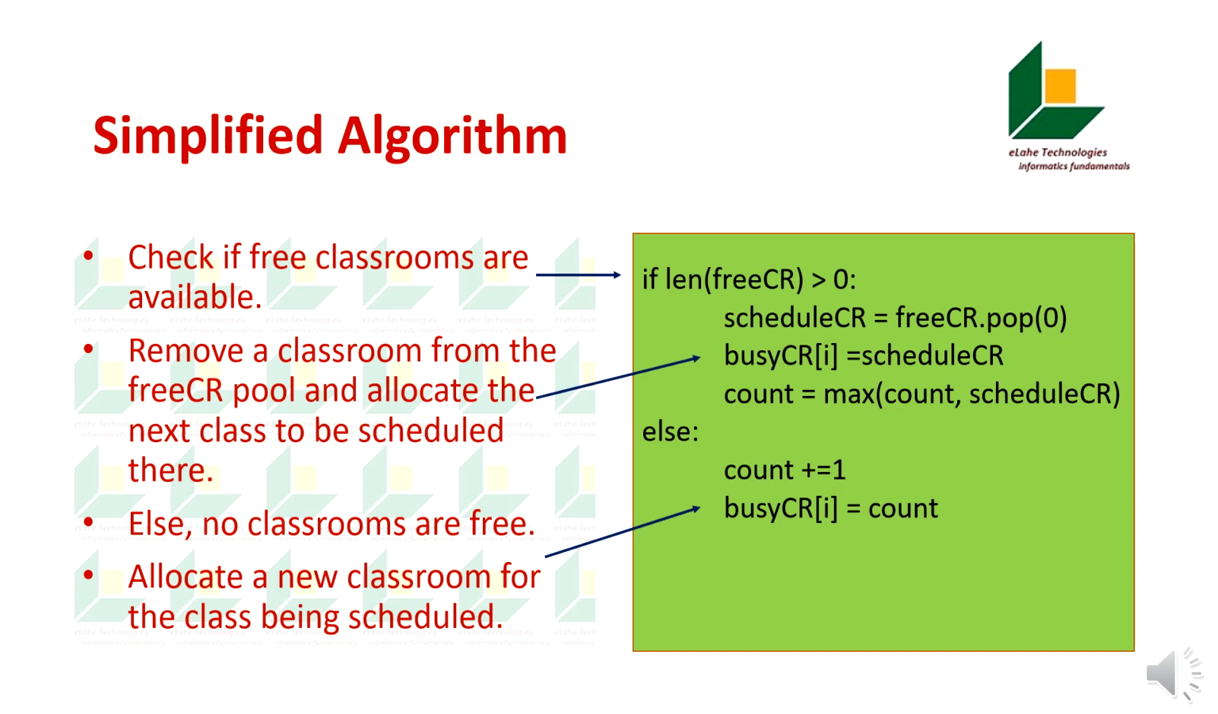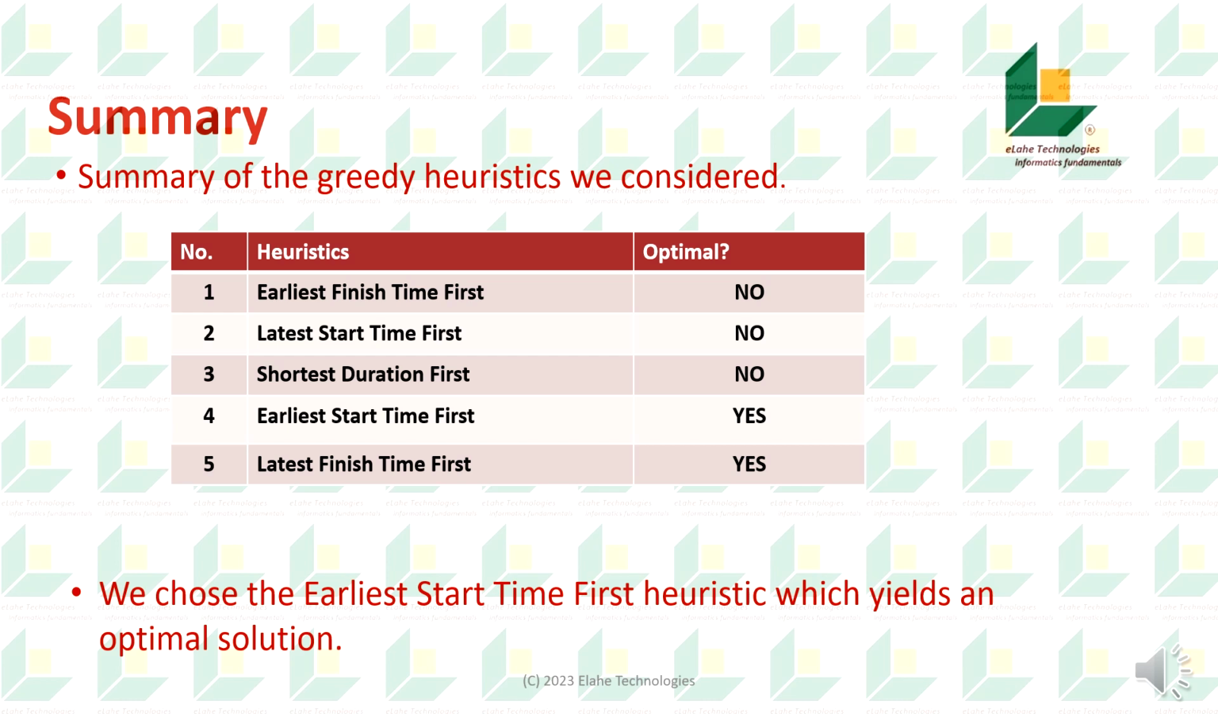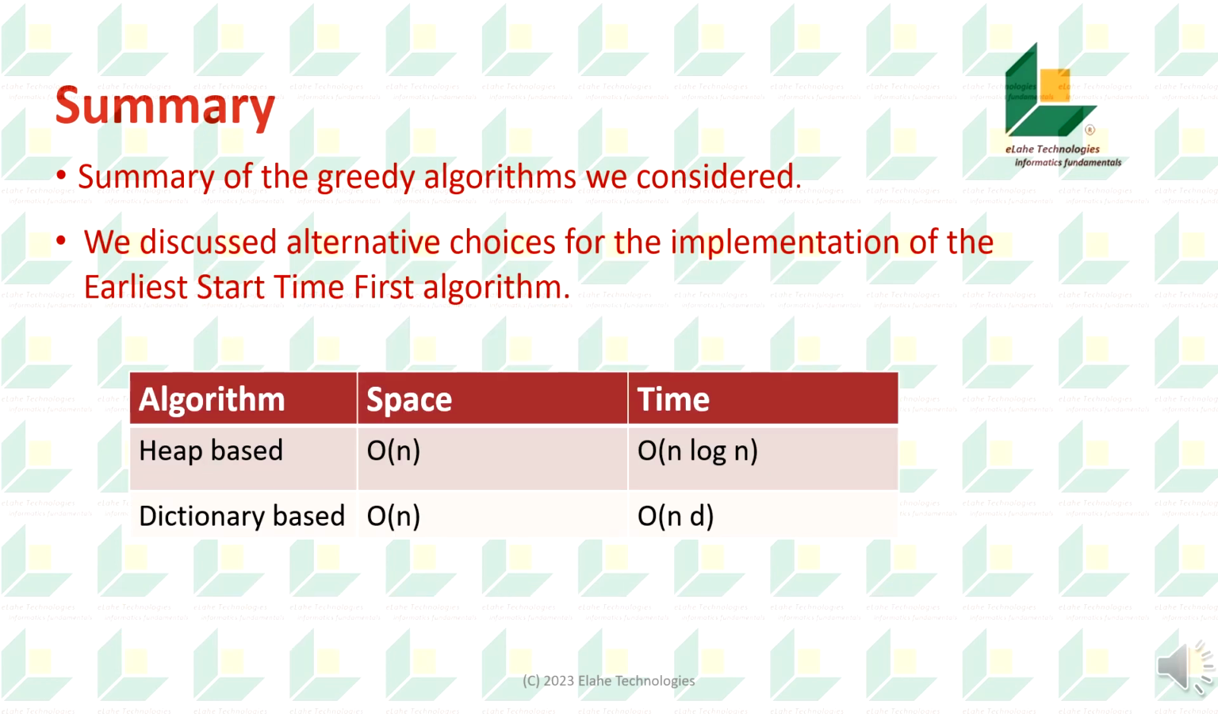If no classroom is free, we allocate a new classroom for the class to be scheduled. This algorithm takes time order N D, where N is the number of classes and D is the number of allocated classrooms. Here we summarize the greedy heuristics we discussed. Among the 5 heuristics we discussed, only the earliest start time first and the latest finish time first strategies yield solutions using the minimum number of classrooms. We considered 2 possible implementations of the earliest start time first heuristic. The heap-based solution takes order n log n time, and the dictionary-based solution takes order n d time. Here n is the number of classes to be scheduled, and d is the minimum number of classrooms required.